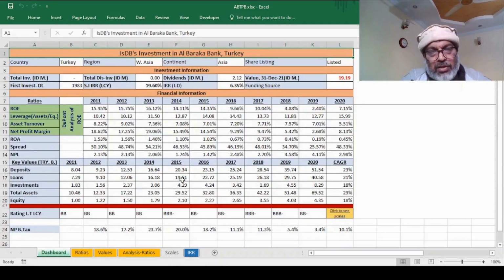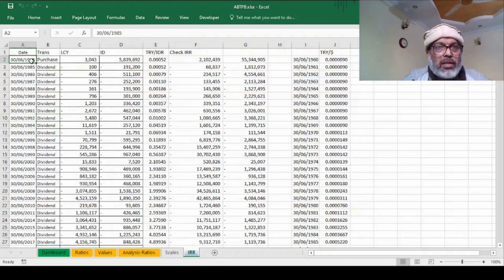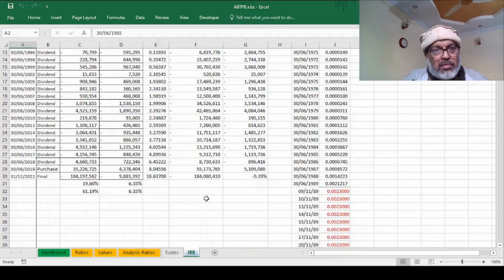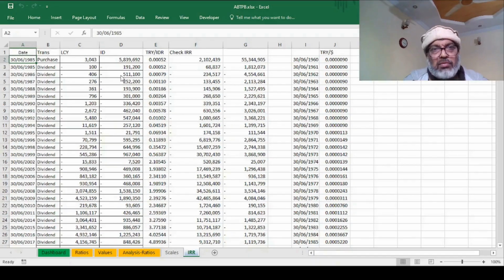It is calculated from the cash flows, and here is the IRR. These are the investments, then these are the returns, dividends, and then another purchase was made, and this is the final wealth value. So that's how its IRR was determined in its local currency and in the Islamic dinar, which is the currency of the Islamic Development Bank. Along with it, the conversion rate is also given, and dates are also. This is the date-wise table of conversion rates.